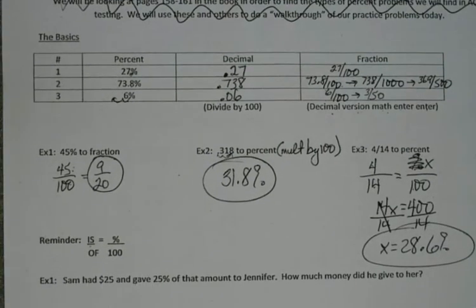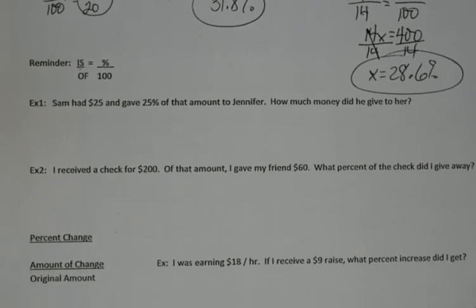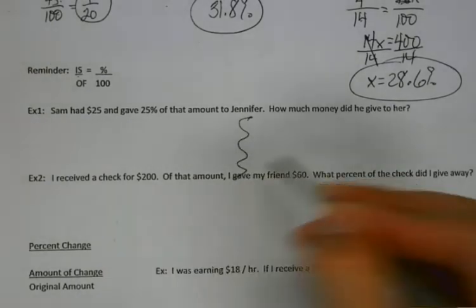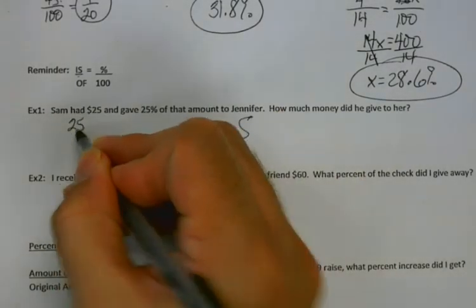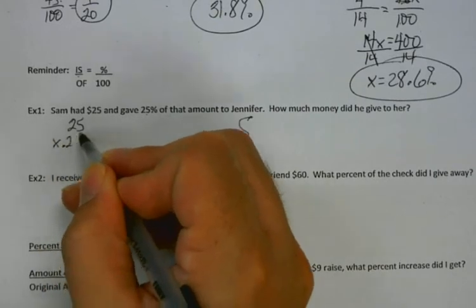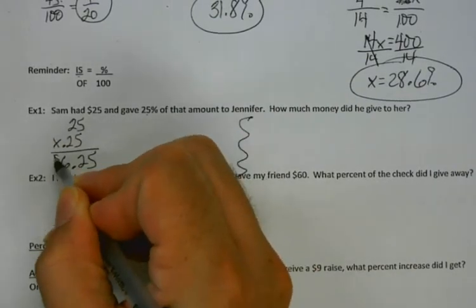So as we move our way up a little bit, now we're going to get to the dreaded story problems that so many people want to avoid. So I continue to look at this and I go, okay, Sam had $25 and gave 25% of that to Jennifer. How much money did he give her? 2 options here. Part of it would be, I could say I had $25, gave 25%, I could turn that into a decimal, multiply that out, and find it.